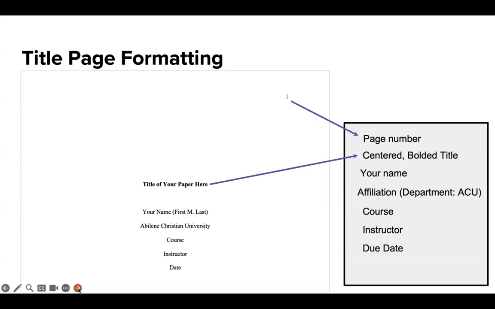On the line after that, you put your affiliation, which is usually your department, a colon, and then Abilene Christian University. So maybe if you were doing communication disorders, you could write communication disorders, colon, Abilene Christian University. Next, put your course, the course abbreviation and the name of the course, then the instructor, and then the due date.